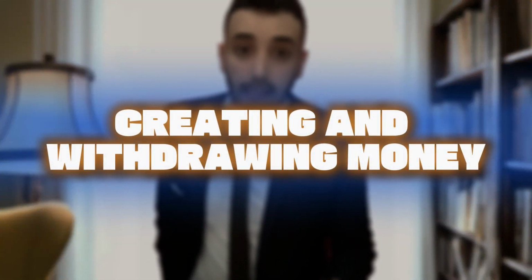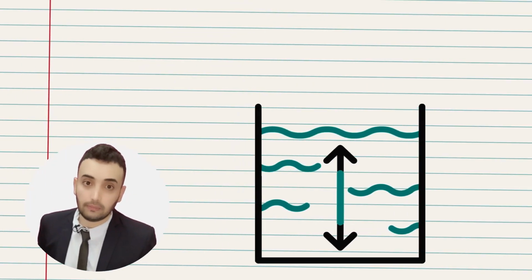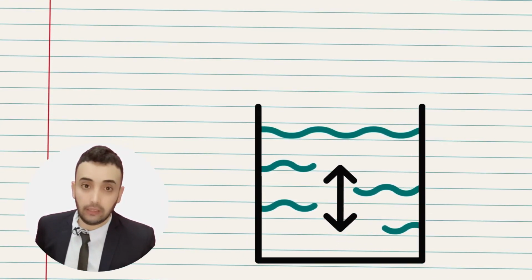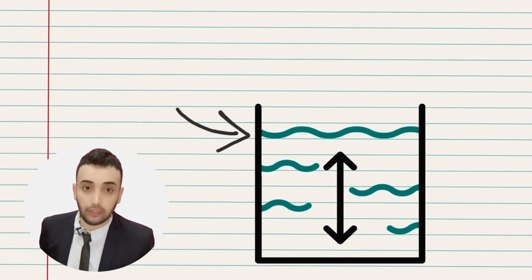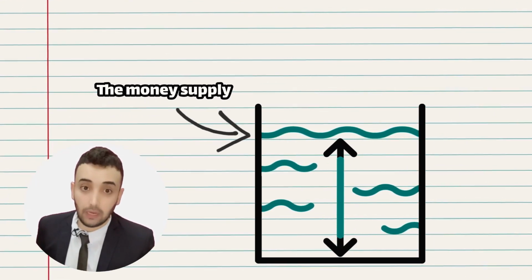Now let's talk about how the Fed can create and withdraw money from the economic machine. Understanding this next part is crucial because it might challenge what you think you know about money. The Fed is not just printing money and handing it out. Instead, they influence the money supply through open market operations. Imagine the US economy as a big giant tank of water. The amount of water in the tank represents the money supply.